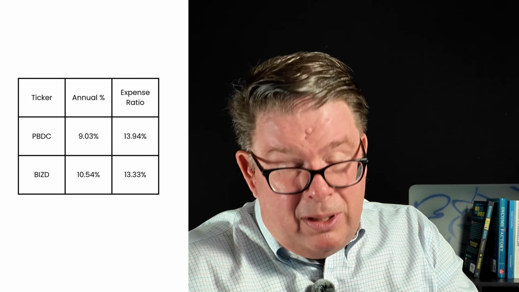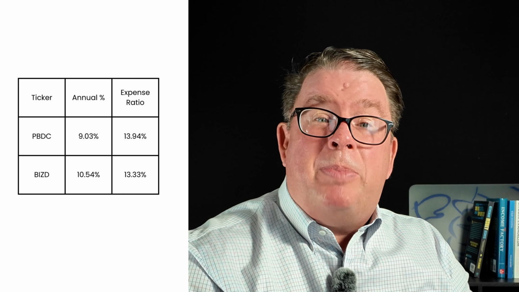The next one is business development companies. I own PBDC. It pays about 9%. It has an expense ratio of 13.94. Oh my goodness, I can see the comments now. Link down below to an article to explain the expense ratio.